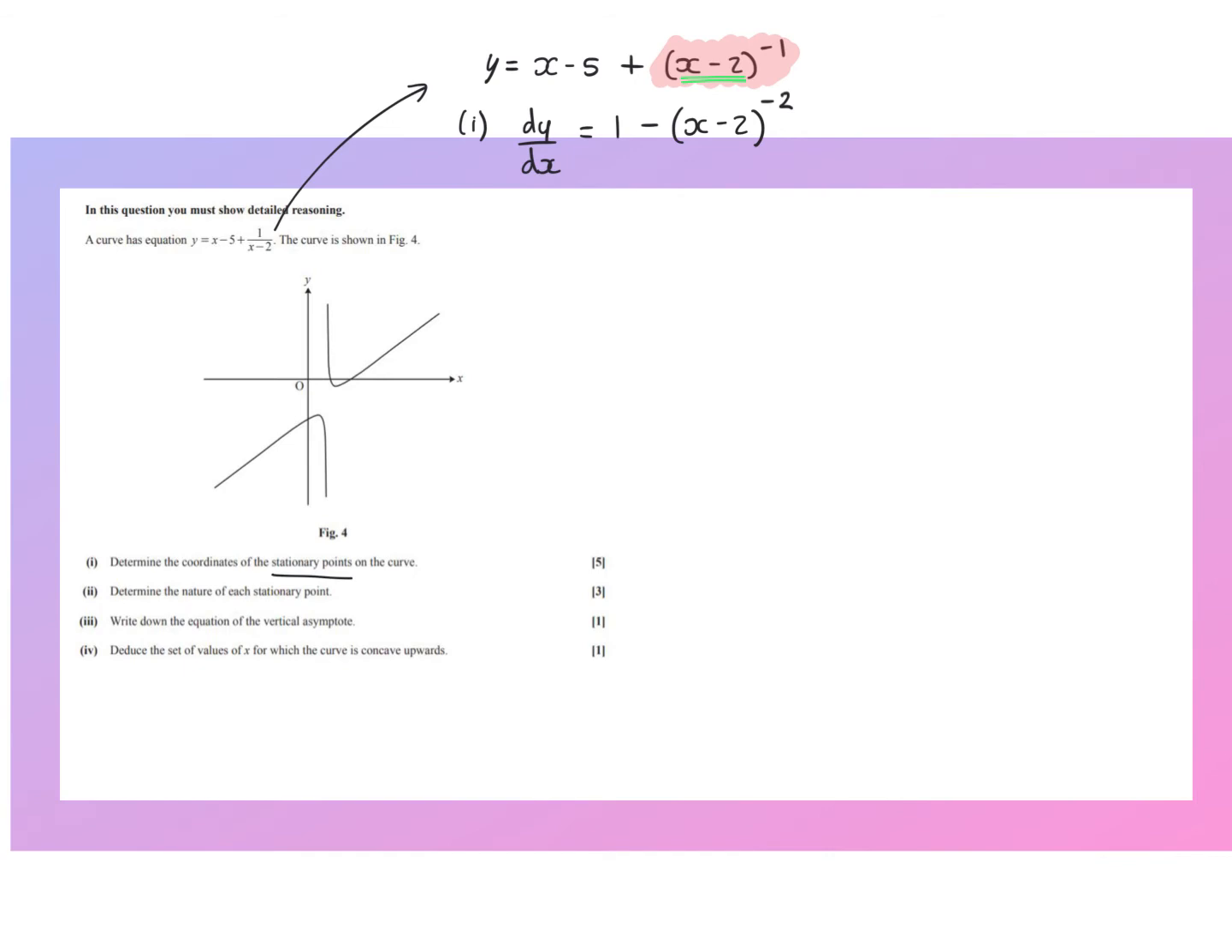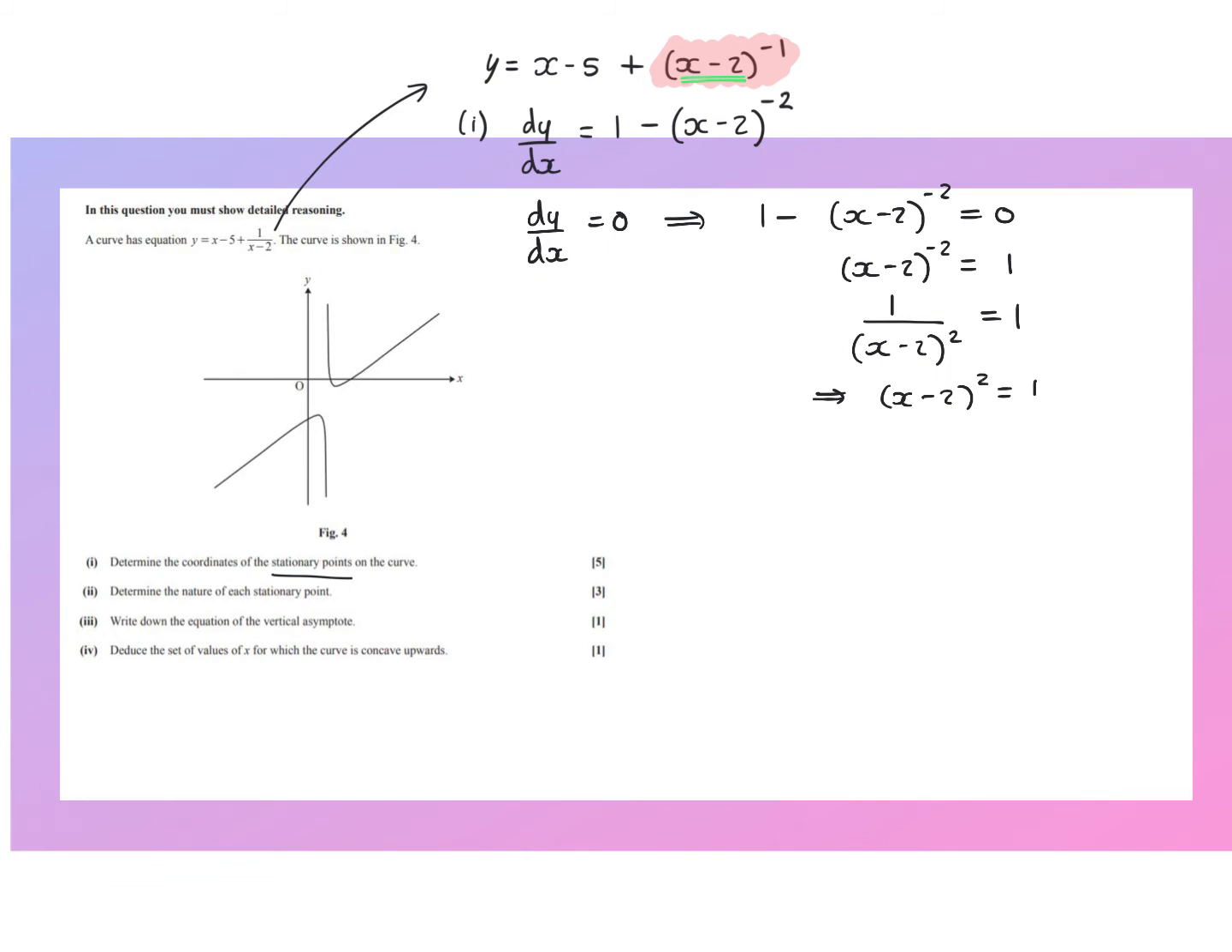So we know at the stationary points dy by dx will equal 0, so we need to set our derivative equal to 0, and we then need to solve this. So rearranging this slightly, we can see that (x minus 2) to the negative 2 equals 1, and then of course 1 over (x minus 2) squared is equal to 1, which means that (x minus 2) all squared is equal to 1.